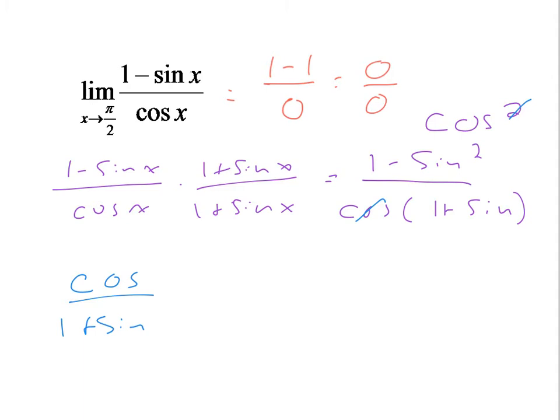And now let's plug in our x equals pi over 2, or x equals 90. Well, cosine of 90 is 0. Sine of 90 is 1, so I have 1 plus 1. So I have 0 over 2, which of course equals 0. So our limit is 0.